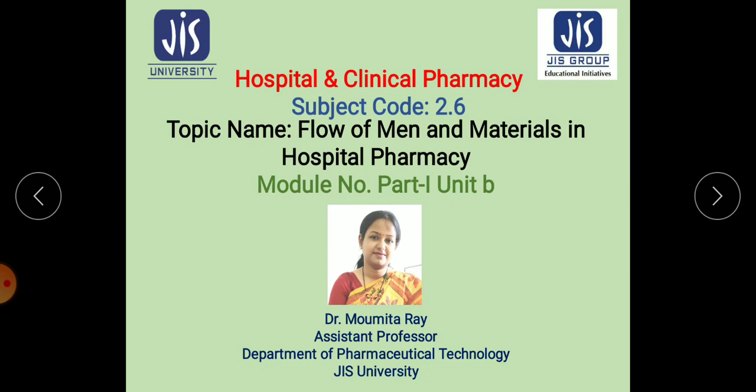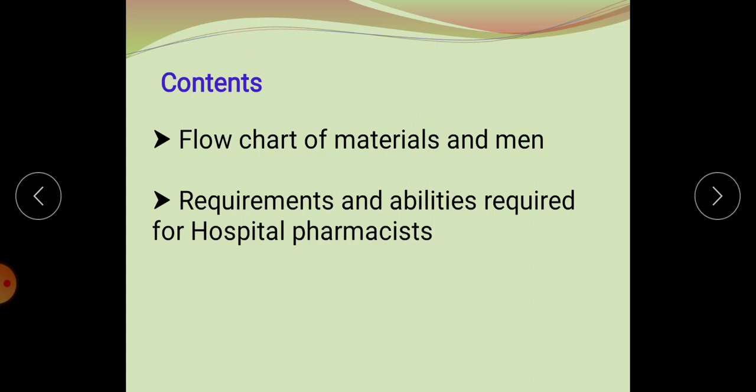The topic of today's lecture is Flow of Men and Materials in Hospital Pharmacy. This is under Part 1, Unit B module of Hospital and Clinical Pharmacy, Subject Code 2.6. In the previous class, we discussed what hospital pharmacy is, its functions, the different objectives of hospital pharmacy, and the proper layout of a hospital pharmacy.